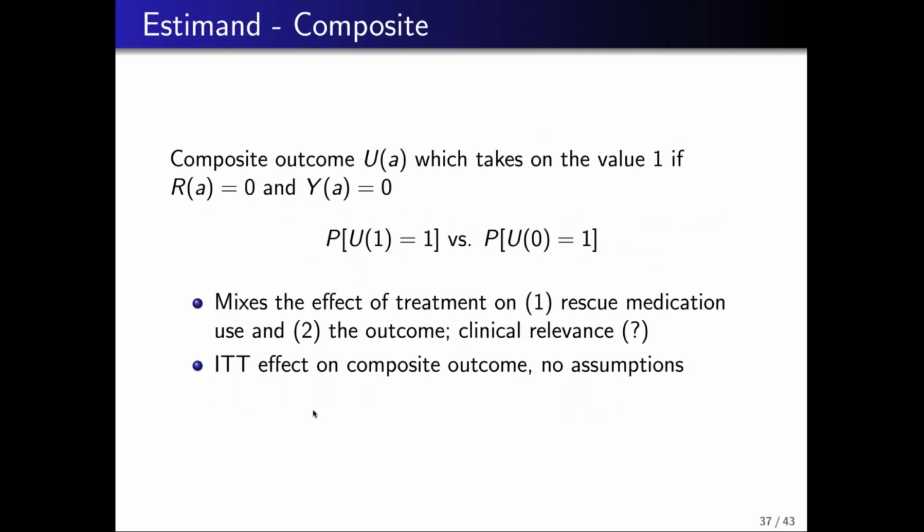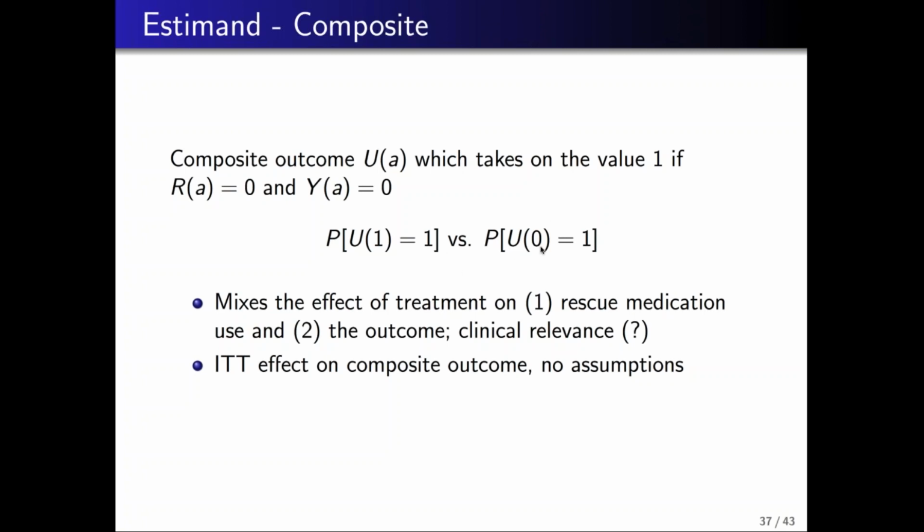One can create what's called a composite outcome. Now you can merge the use of rescue medications and the death outcome into a composite. I can define a new potential outcome called U of little a, which takes on the value 1 if you don't use rescue medications under treatment and you don't die. The best outcome would be that you don't use rescue medications and you don't die, so it's a composite of both the rescue medication and the death outcome.